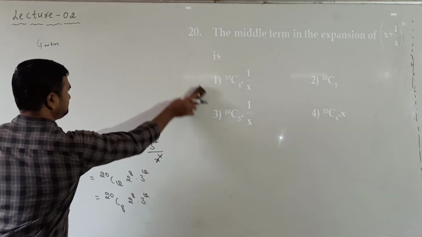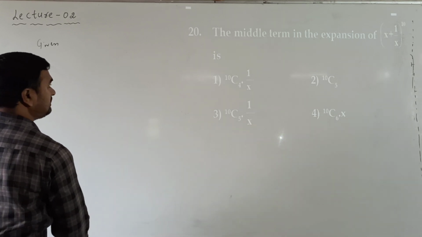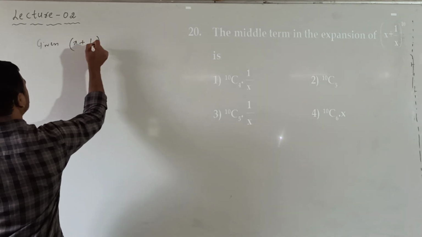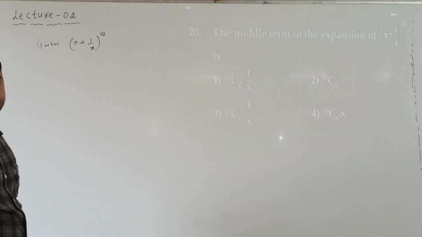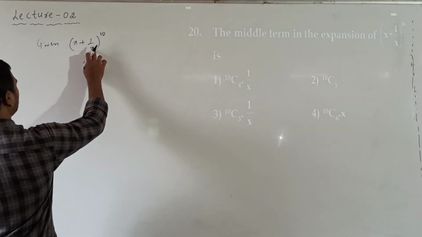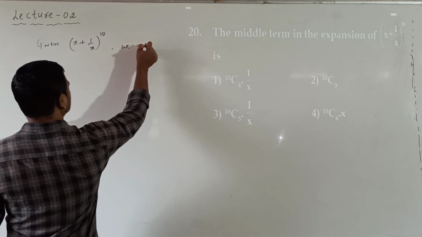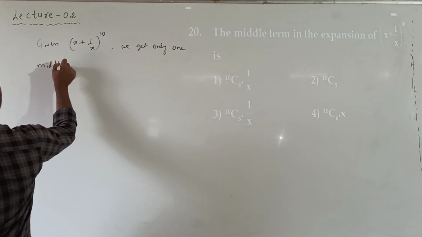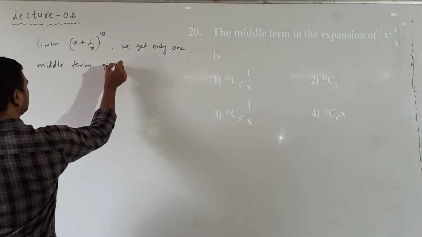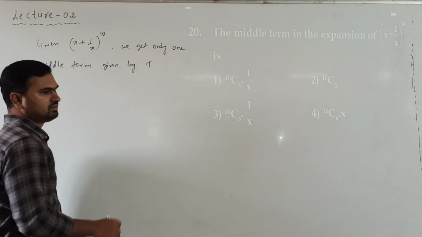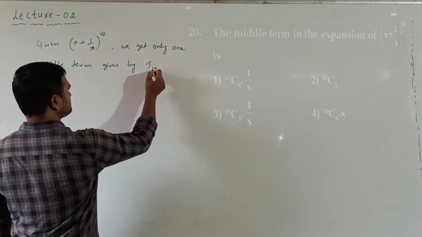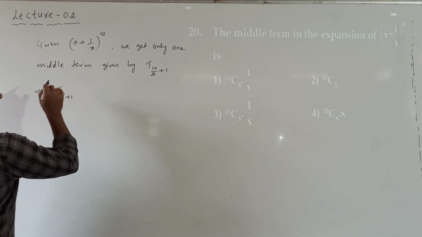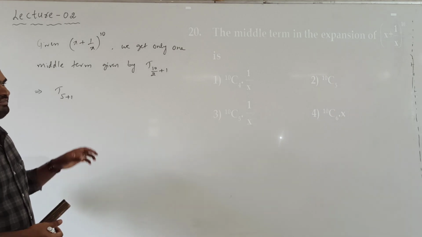So the given expansion is (x + 1/x)^10. Now here the power is even, so we get only one middle term, given by T(n/2 + 1). So n/2 plus 1, what is required? T(5+1), which means T6. So the sixth term is required.